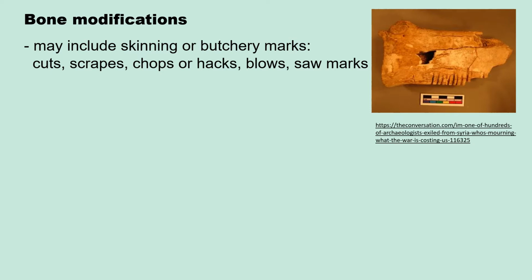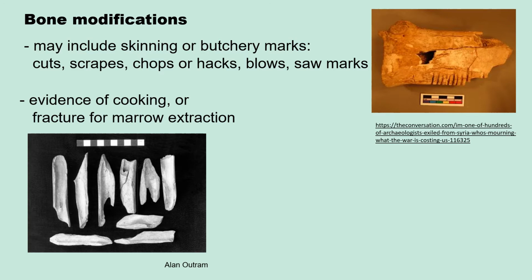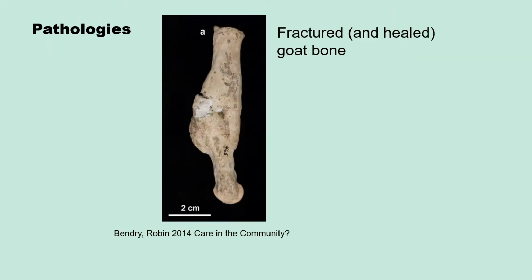Bone modifications that you might record include skinning or butchery marks, cuts, scrapes, chops or hacks, blows, and even saw marks. You might find evidence of cooking or fracture for marrow extraction, as you see in this photograph. You'd want to record any pathologies, such as this fractured and healed goat bone.